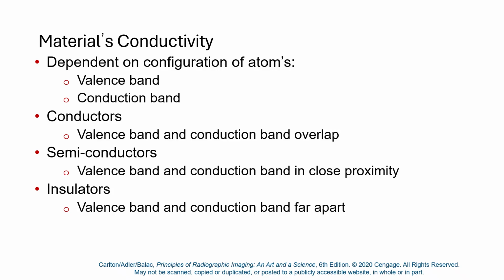So conductors have valence band and conduction band overlap, like copper. Semiconductors, the energy gap is really, really small. And then insulators, the bands are extremely far apart, and it takes a ridiculous amount of energy. Combustion happens before electricity happens for insulators.